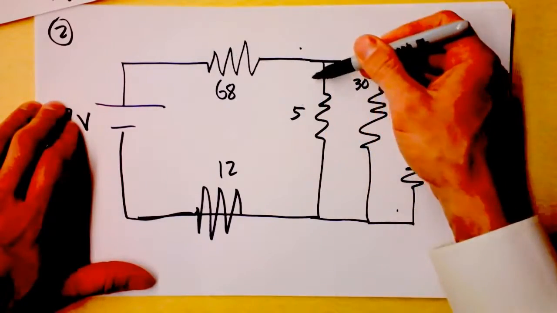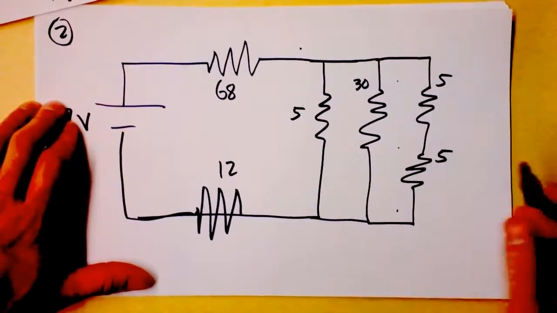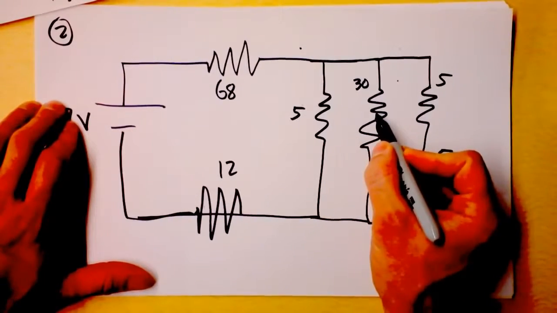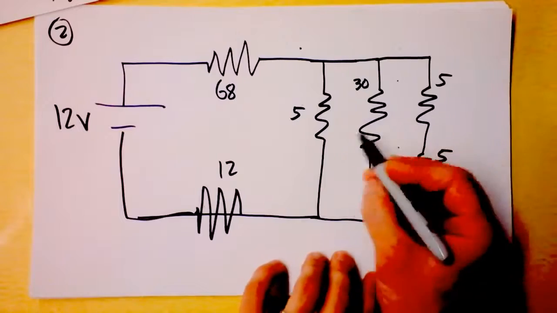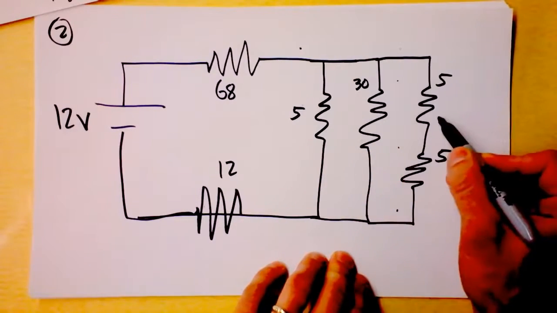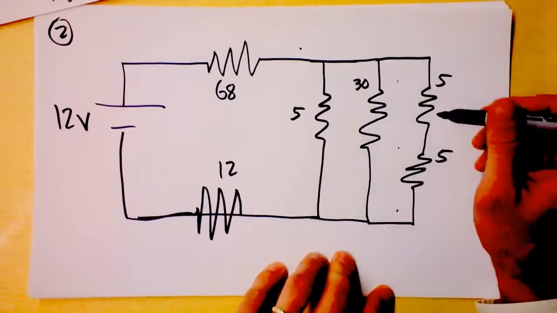It looks like these 3 resistors are in series, but they're not because there's something in parallel with it. It looks like these 2 resistors are in parallel, but they're not because there's something else in parallel with them. In addition, it looks like these 3 are in parallel with each other, but it's not that simple because these two are in series with them.